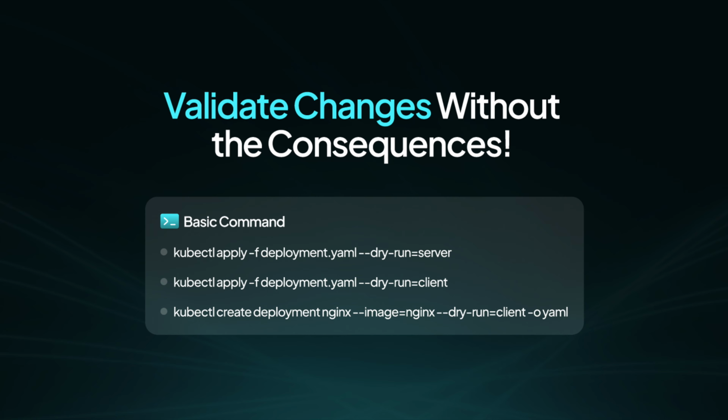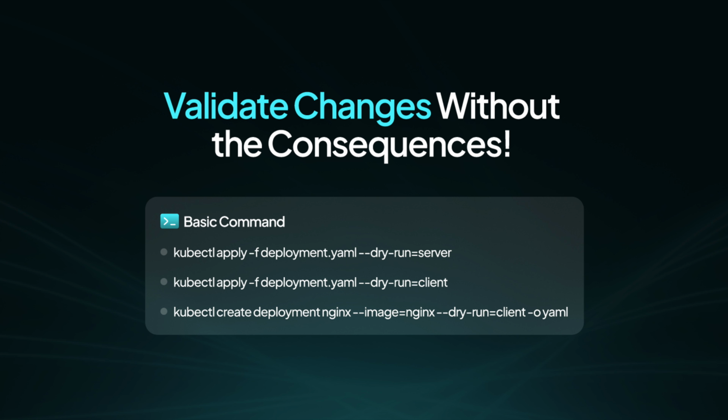Now, let's talk about a very powerful and often overlooked feature that can save you a lot of headache: validating changes without the consequences. When you are applying changes to a Kubernetes cluster, especially in production environments, you want to be absolutely sure that your YAML manifests are correct and will behave as expected. This is where the dry run option comes into play.